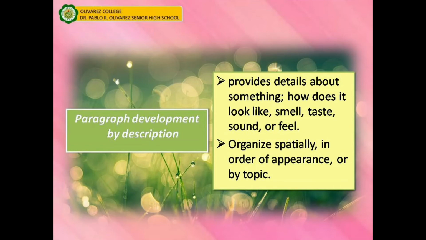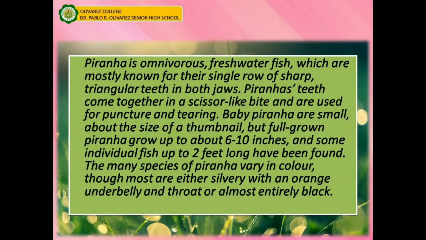How does it look, smell, taste, or feel? In writing your descriptive paragraph, you must organize it spatially, through order in appearance or by topic. Let's have these examples. In the paragraph, the subject piranha is described as an omnivorous freshwater fish with sharp teeth that come together in a scissor-like bite and with a small body about 6 inches to 2 feet long.